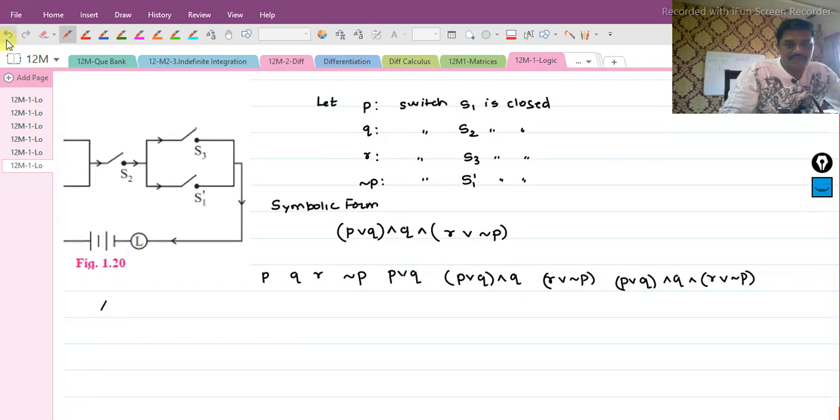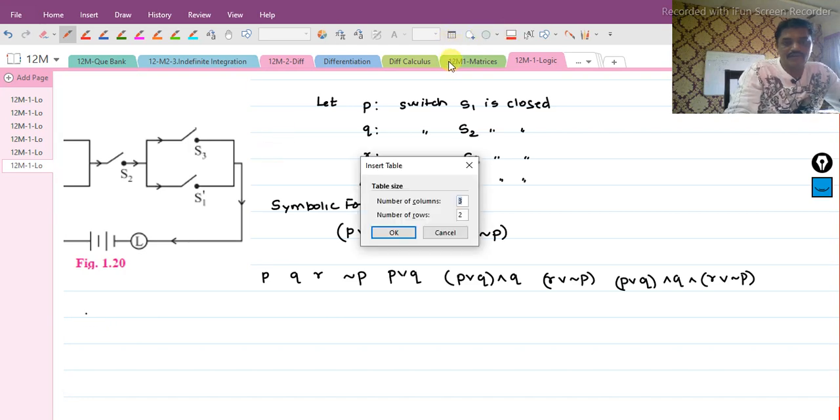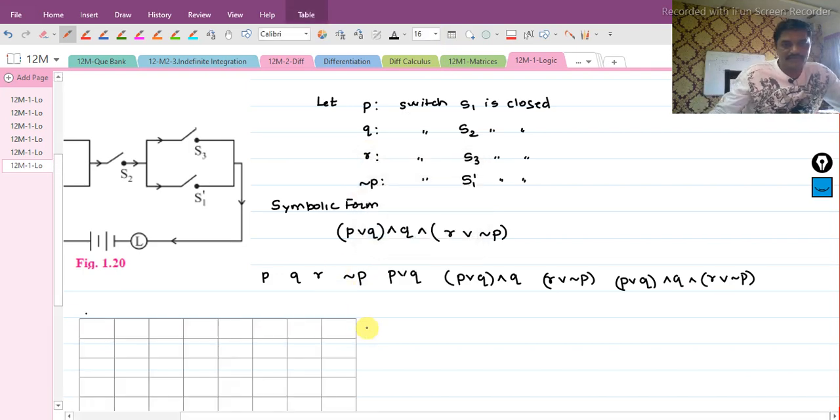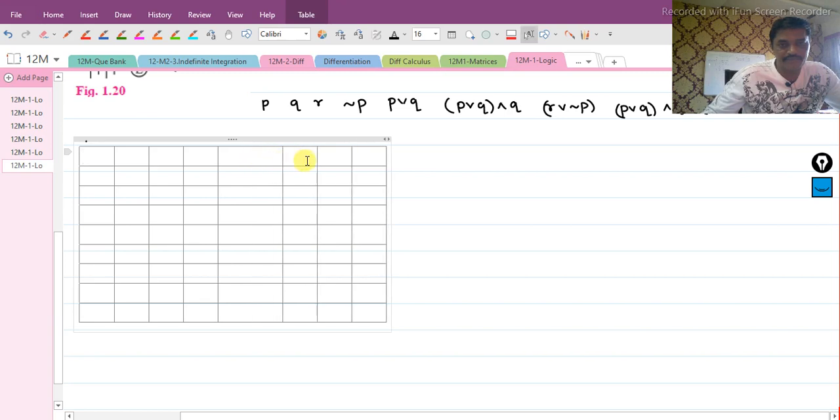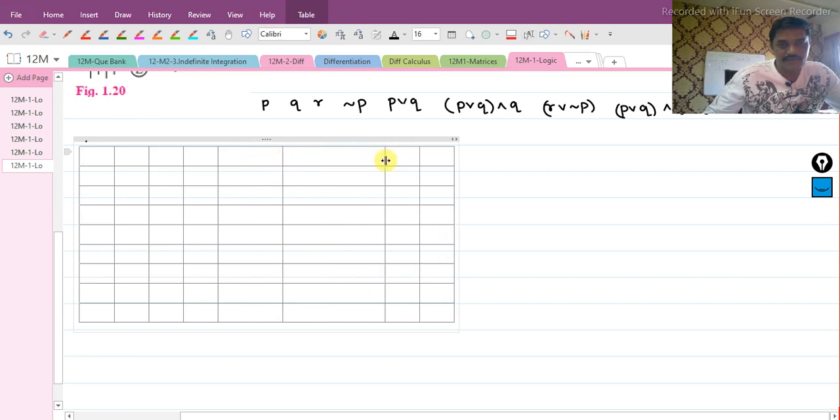So let us insert a table here. 8 columns and 9 rows. Let me insert this table here. P, Q, R fine, negation P fine, P or Q should be a little wider. This is a little more wider. This is again wide. This is the widest of all.